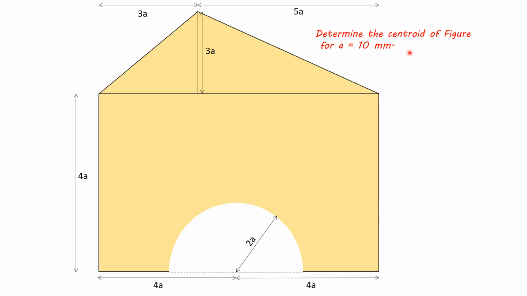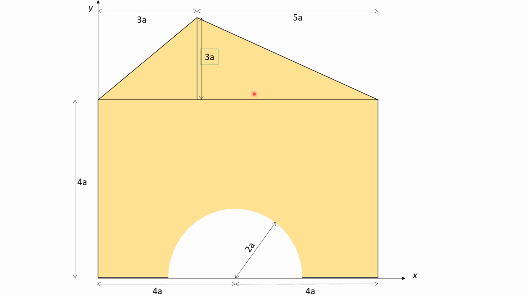Determine the centroid of the figure. For A, take it as 10 mm. Here, all the dimensions are given in the form 3A, 4A, 2A, 4A, 4A, 5A, like this. First, draw the x and y axes.